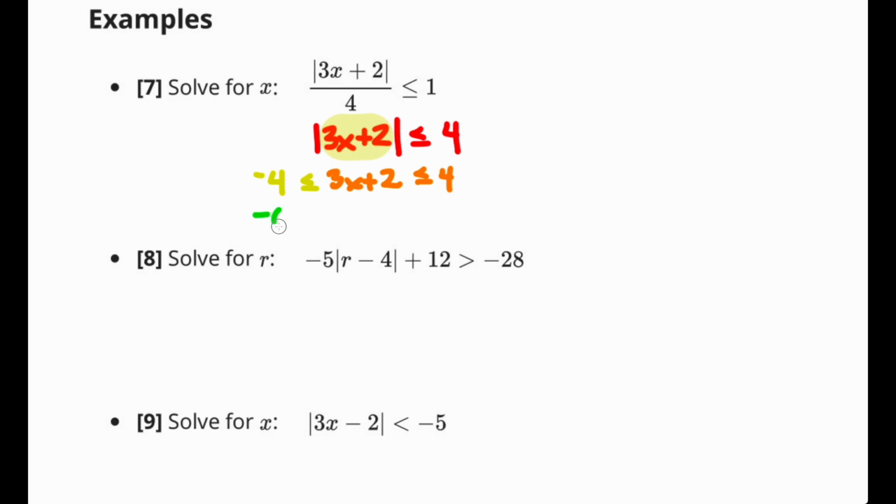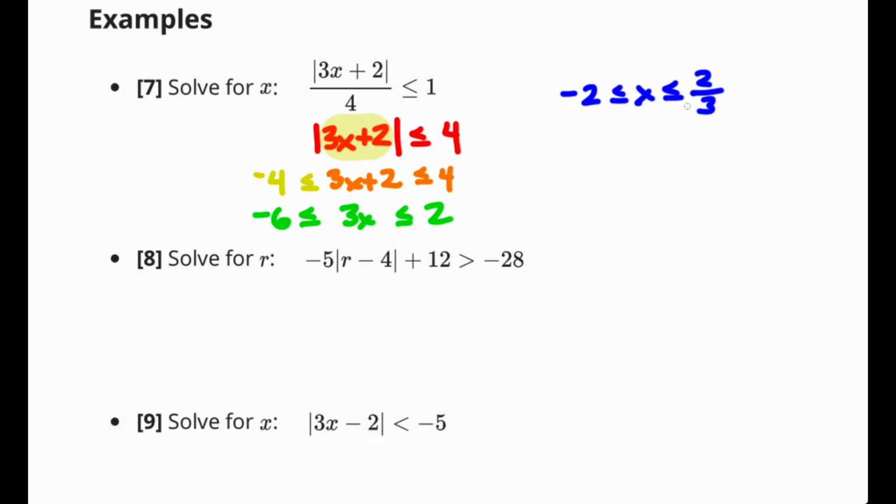First thing we're going to do here is subtract 2 on each side. So negative 4 minus 2 is negative 6. 3x plus 2 minus 2 is just 3x. And then minus 2 right there to get that 2. Then we're going to divide each side by 3 to isolate that x. So you're going to have negative 2 is less than or equal to x, which is less than or equal to 2/3.